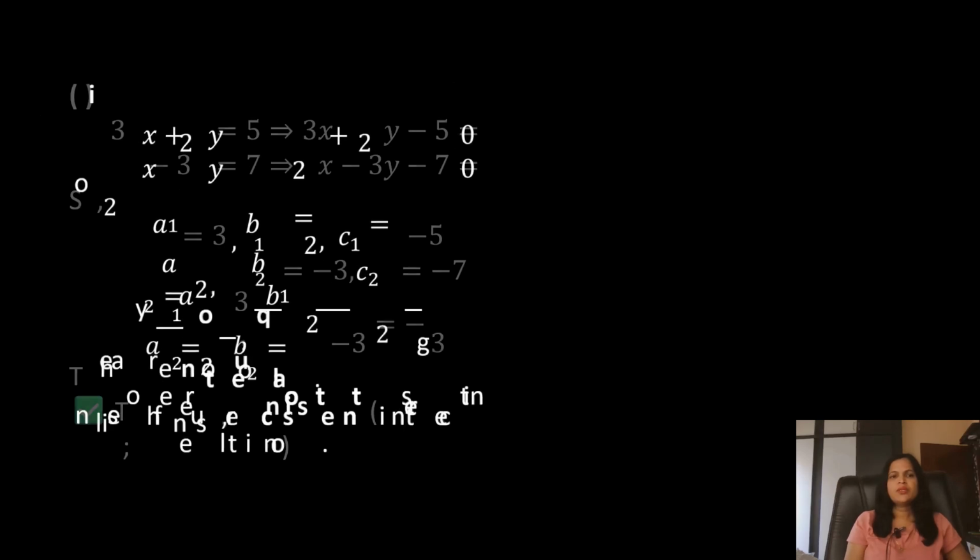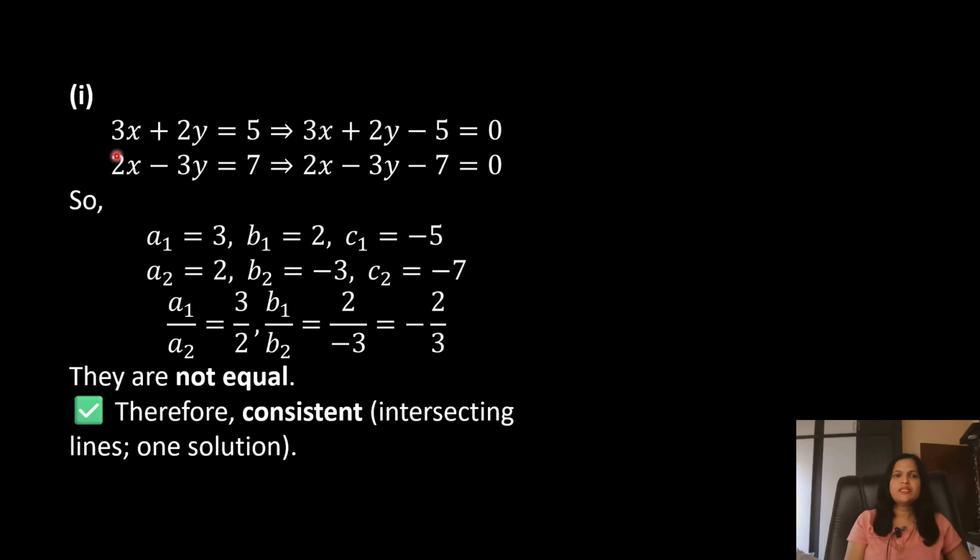Let's solve the problem. First one is 3x plus 2y is equal to 5. Take it into the form: 5 moves to the left side of the equal to sign, it becomes negative, it changes its sign. That's why 3x plus 2y minus 5 equal to 0. This is the first equation. Second is 2x minus 3y equal to 7, so 2x minus 3y minus 7 equal to 0. When a positive term moves to the opposite side of the equal to sign, it becomes negative.